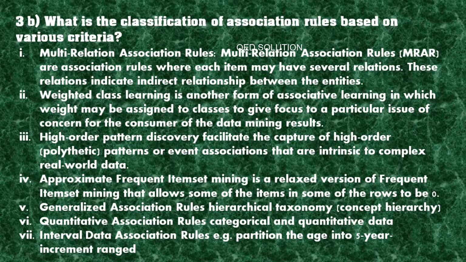5. Generalized association rules: hierarchical taxonomy, concept hierarchy. 6. Quantitative association rules: categorical and quantitative data. 7. Interval data association rules, for example, partition the age into 5-year increments.